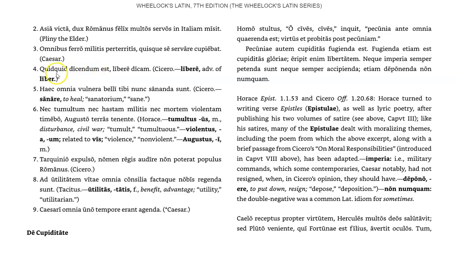or whatever is to be said, I shall say, I shall speak freely. So whatever is to be said, I shall, or I will speak freely. Again, that's the translation I would go with.